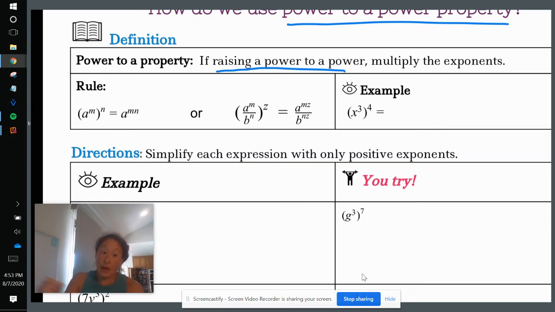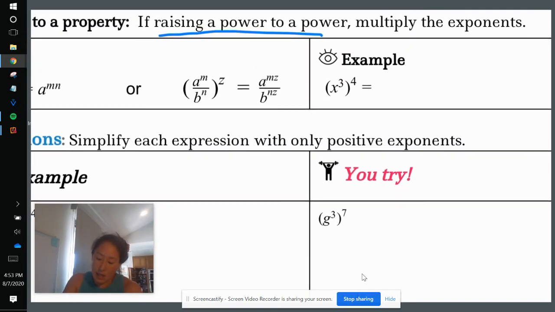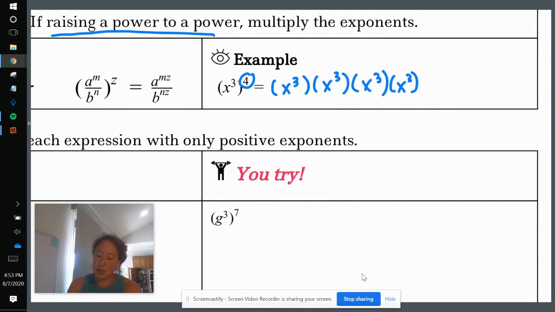x to the third raised to the fourth power. I have 4 copies of what's in the inside of the parentheses. So I have x to the third times x to the third times x to the third times x to the third. Now each of these exponents has its own base of x. How many x's do I have in total? I have 3 here, so x times x times x times x times x times x, another 3, and then another 3. In total, I'm going to add all these together to give me x to the 12.